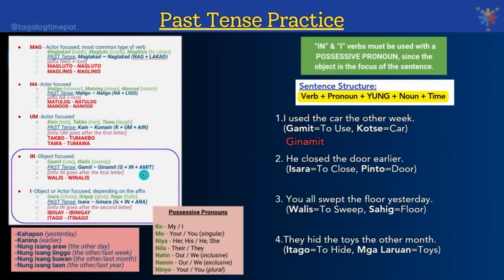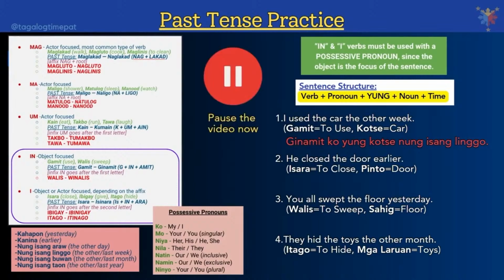Remember, for in verbs, the infix in goes after the first letter. So, ginamit. Then it's the pronoun ko, which is the possessive pronoun I. Then it's the word yung, which means the. Coche nung isang linggo. So, ginamit ko yung kotse nung isang linggo. I used the car the other week.